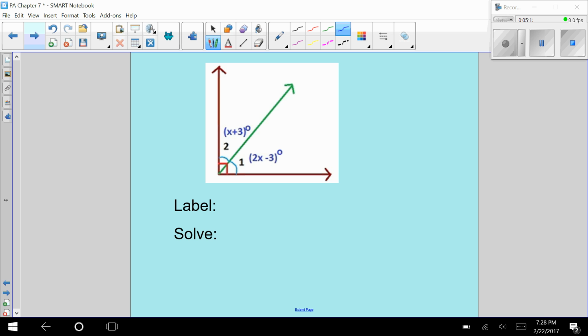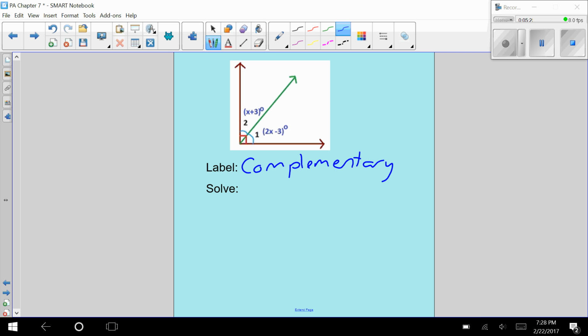These two angles, when you look at them, yes, they are adjacent, but the more specific word for them is going to be complementary, because they formed that 90-degree angle there. So we're going to take the two measures, and they must add up to 90 degrees. So x plus 3 plus 2x minus 3 has to equal 90. We'll combine our like terms on the same side of the equal sign to get 3x equals 90. Divide by 3, and we get x equals 30.